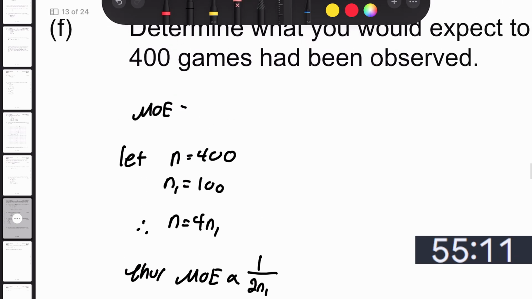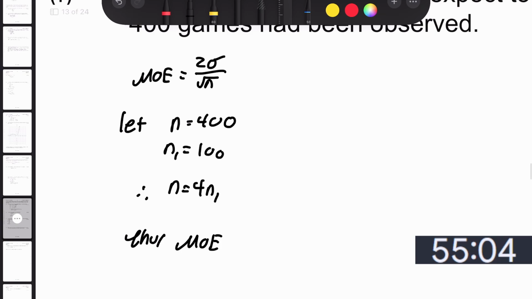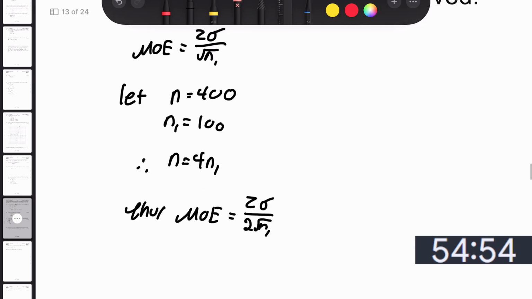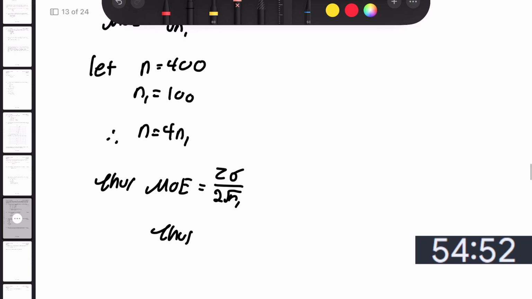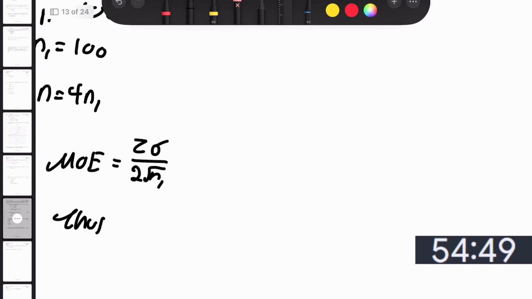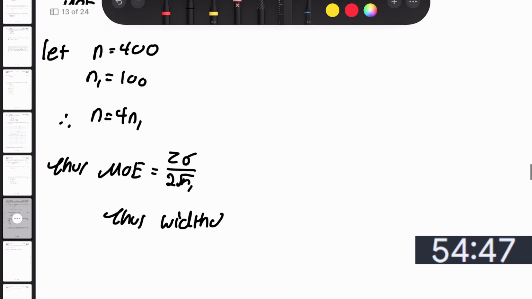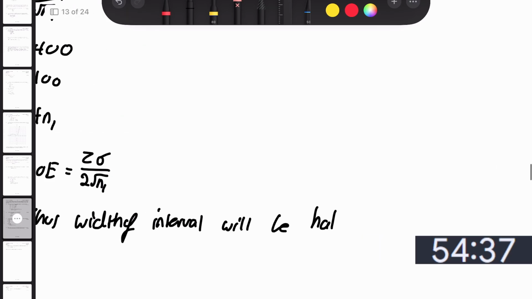Okay, let's just do this. Margin of error equals z times 1 on square root of n, which is equal to 1 on 2 square root of n1. Thus, the width of the interval will be halved.